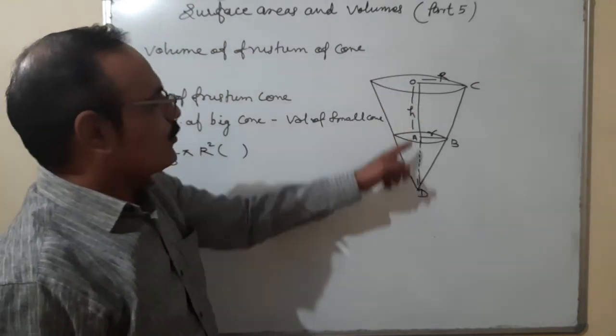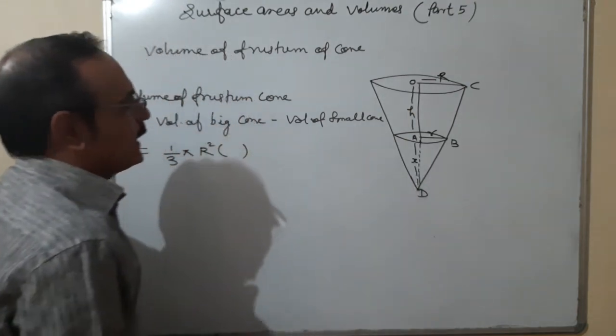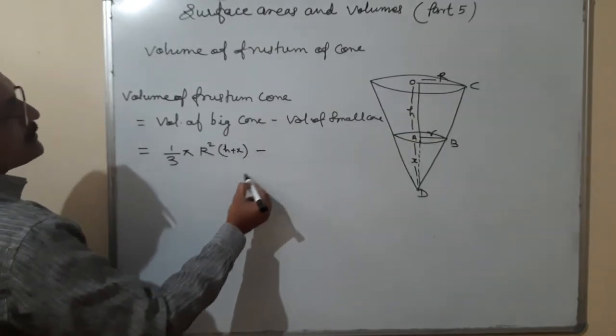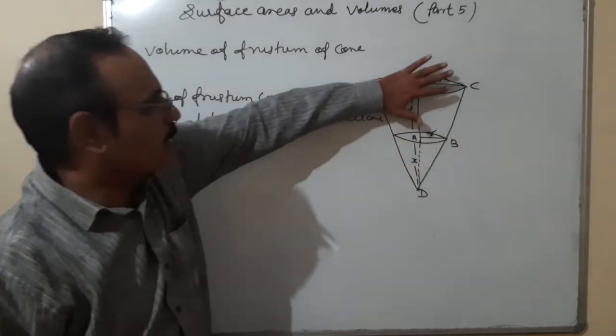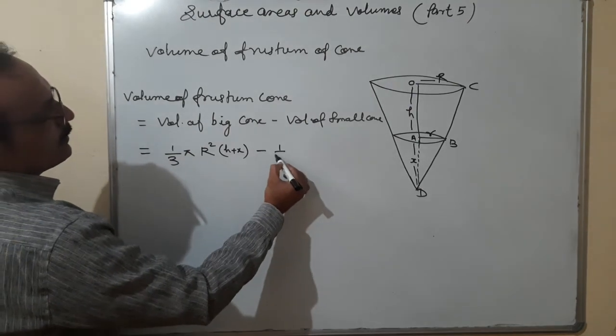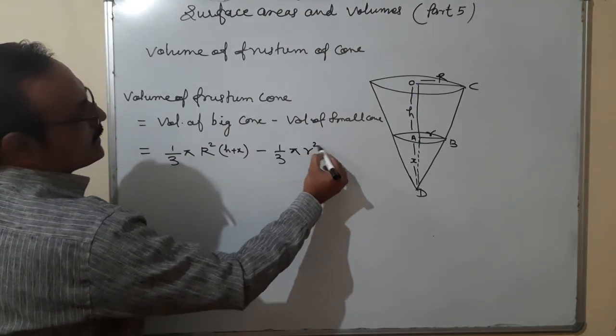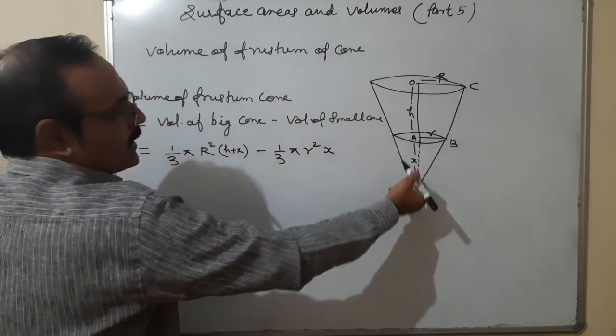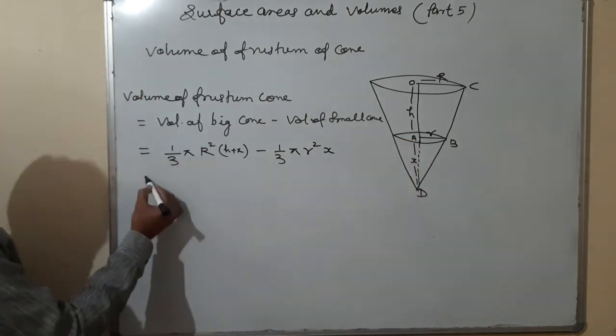H means the total from O to D. So this I am considering as x. So I write here h plus x. Minus volume of small cone. You leave this portion. Volume of this cone is 1 upon 3 pi r square and x. Okay. Because the height of the small cone is x.